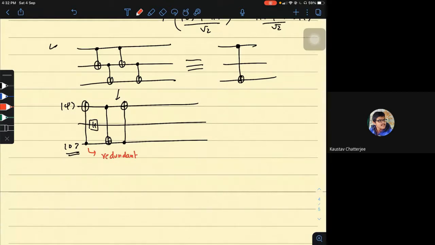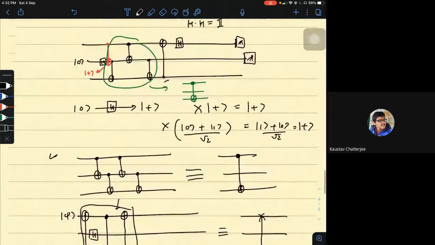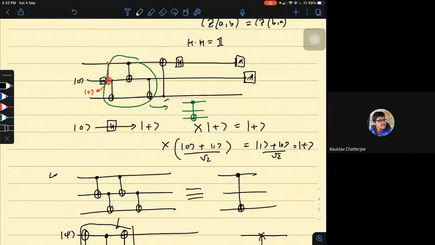So this redundancy, I'm just adding it for my convenience. But notice that these three gates are now a swap gate. And thus, this is equivalent to effectively swapping these gates. So the non-trivial part of this question was this reduction, which I request you try out by yourself.